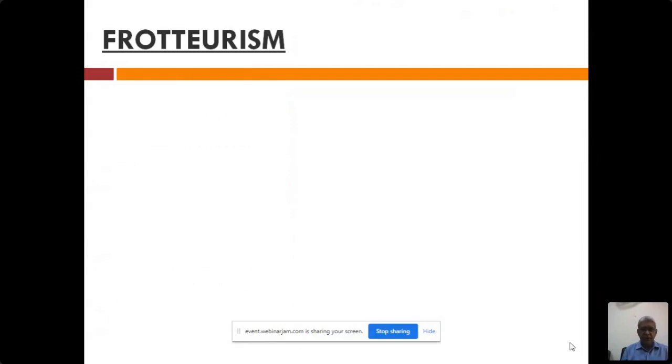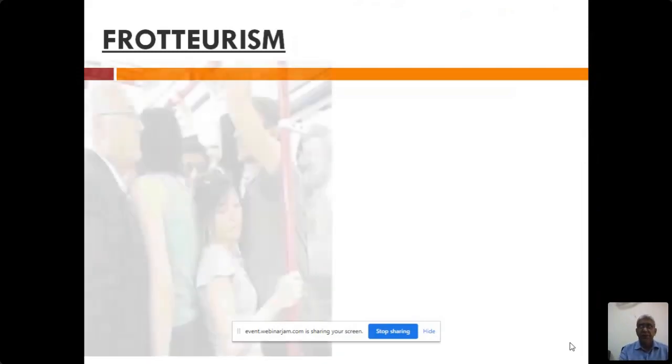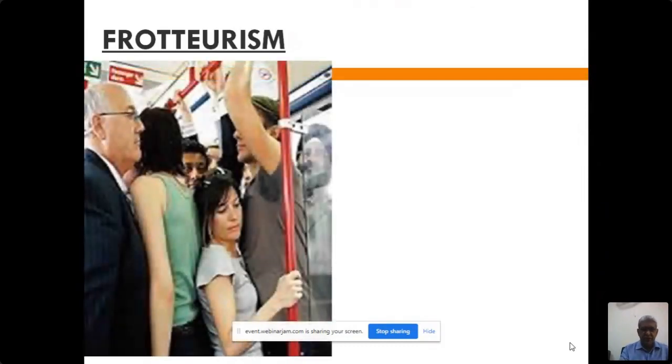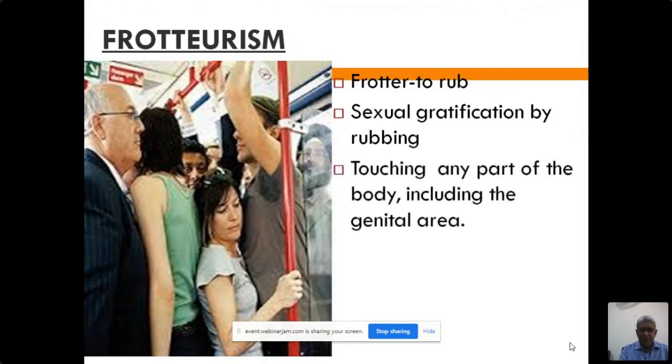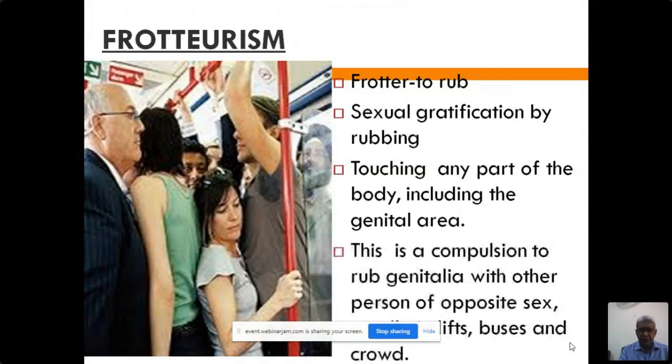Another perversion, again, which requires a partner. This is the gratification which is achieved by being rubbed on different parts of the body by other partners. Frotteur means to rub. So this is the gratification which is achieved by rubbing different parts of the body against different parts of the body of other partners. This is common among persons who are traveling in buses, in crowds, or in lifts.